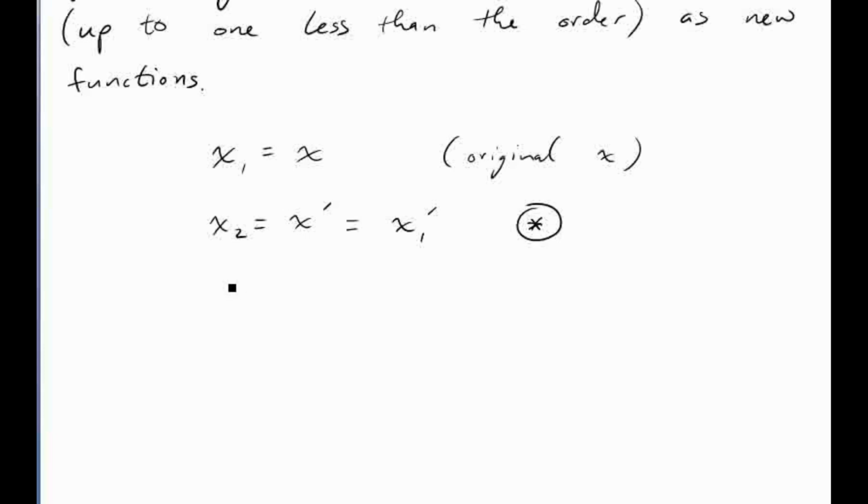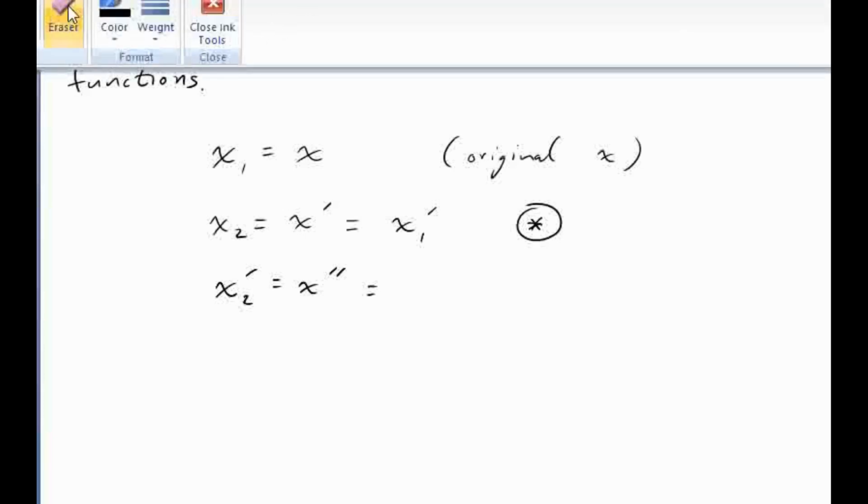And then the other fact here is that if x2 is the first derivative, then its derivative is the second derivative, so x2 prime equals x double prime, which we can then relate to the original equation.